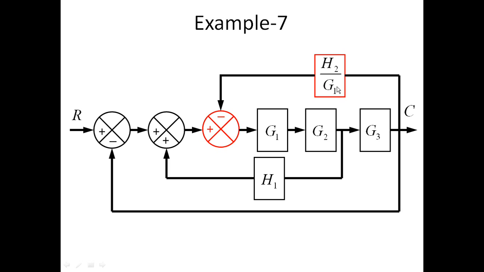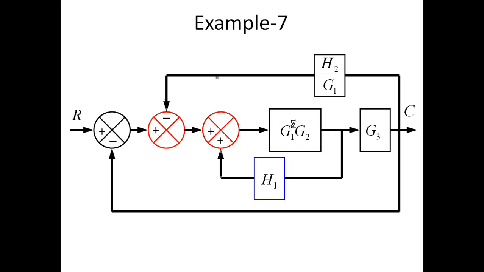Next we can do this summing point shifted to the left. Before that, G1 and G2 are connected in a cascade, so we just multiply, and then we shift the summing point to the left hand side. Because there is no gain between these two summing points, we can swap these summing points. So here we just swap this.